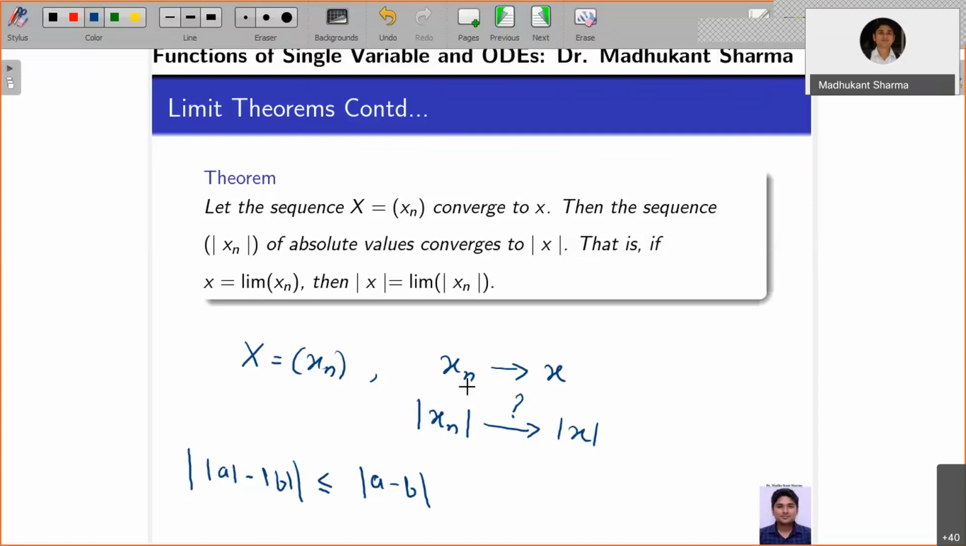But what about the converse? The converse may or may not hold true. That we will look at in the session for infinite series.